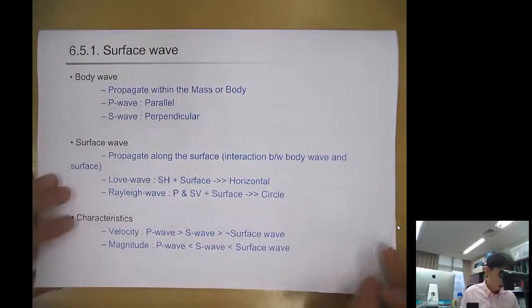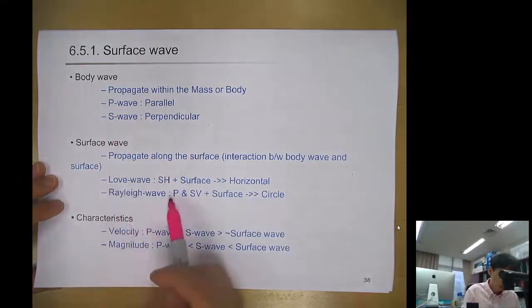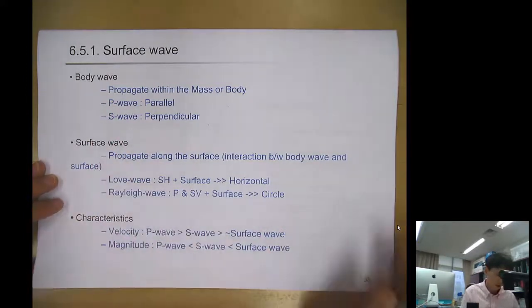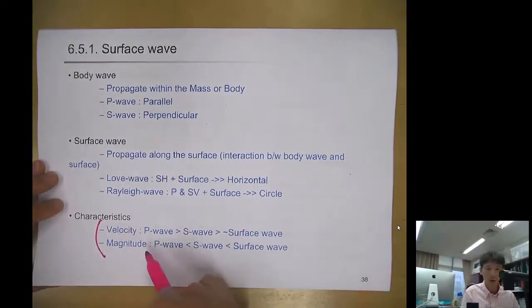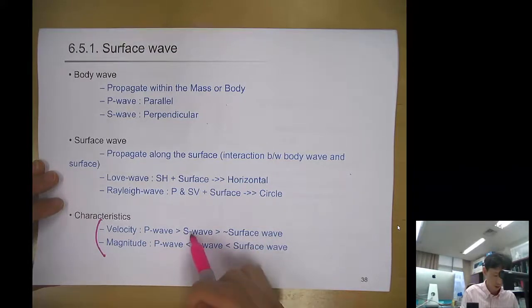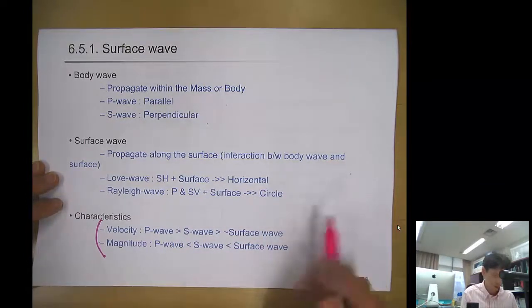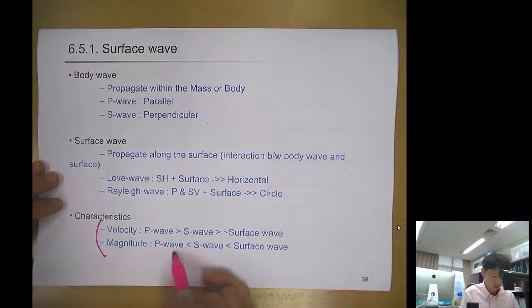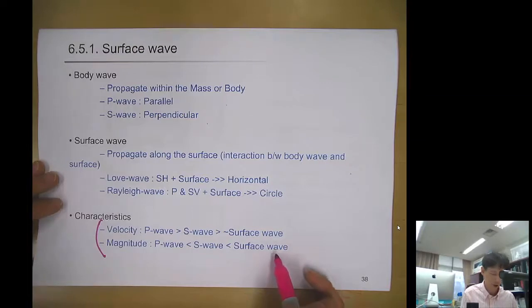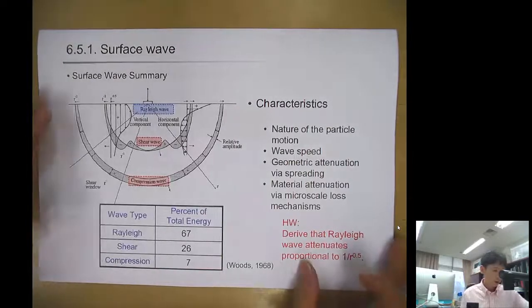So when we compare the P, S, Rayleigh wave and Love wave, I summarize this here. Velocity-wise, the P wave is the fastest, then the shear wave, and then the surface wave. Actually, the shear wave and the surface wave are quite similar. In magnitude, the surface wave is the greatest and has the greatest energy, then the shear wave, and the P wave is the least. So this shows the characteristics very clearly.